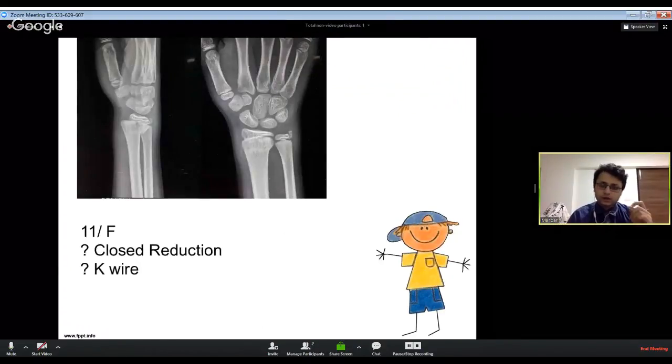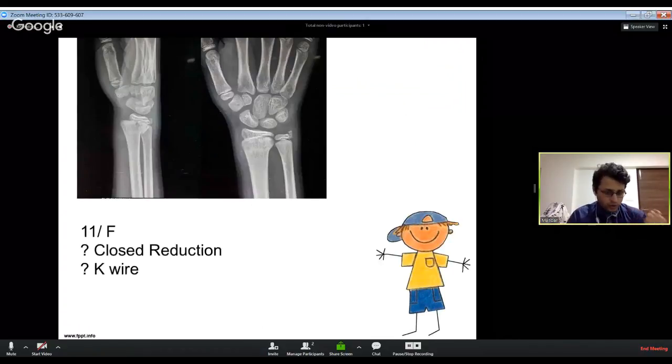The last type is this 11-year-old with a distal radius type 2 physeal injury. Remember, distal radius physeal injuries are one of the commonest physeal injuries in the body. In fact, they are second most common after phalanges, and the type 2 injury is the commonest physeal injury in the distal radius. So in this case, what should be done?